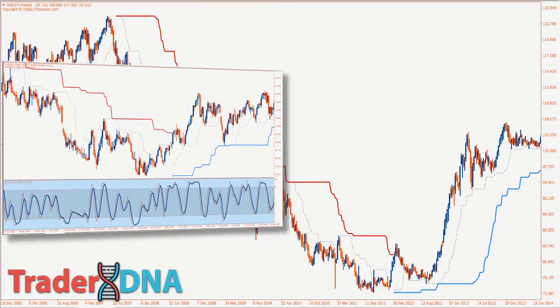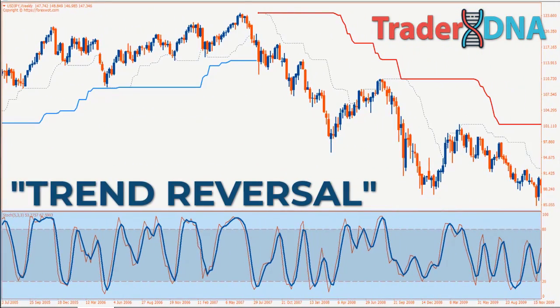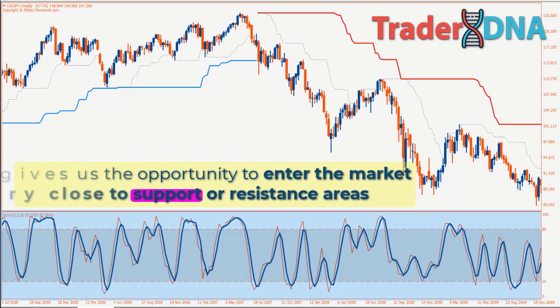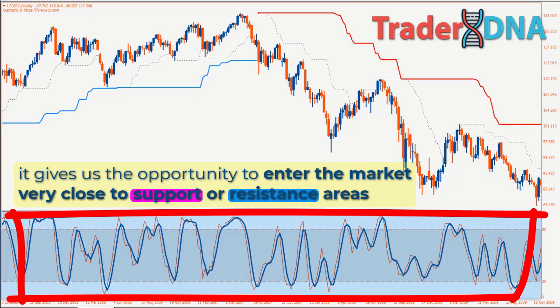One of our favorite strategies is the turtle channel trend reversal trading strategy. The primary reason I like our reversal trading strategy is because it gives us the opportunity to enter the market very close to support or resistance areas. One of the simplest ways to trade the turtle channel trend reversal is through the stochastic oscillator oversold and overbought strategy. It is simple to understand and easy to implement.